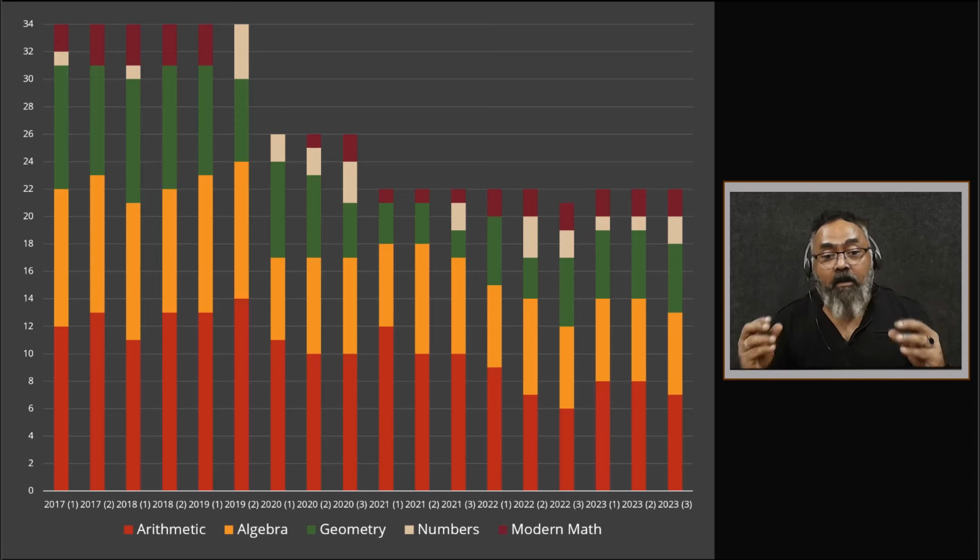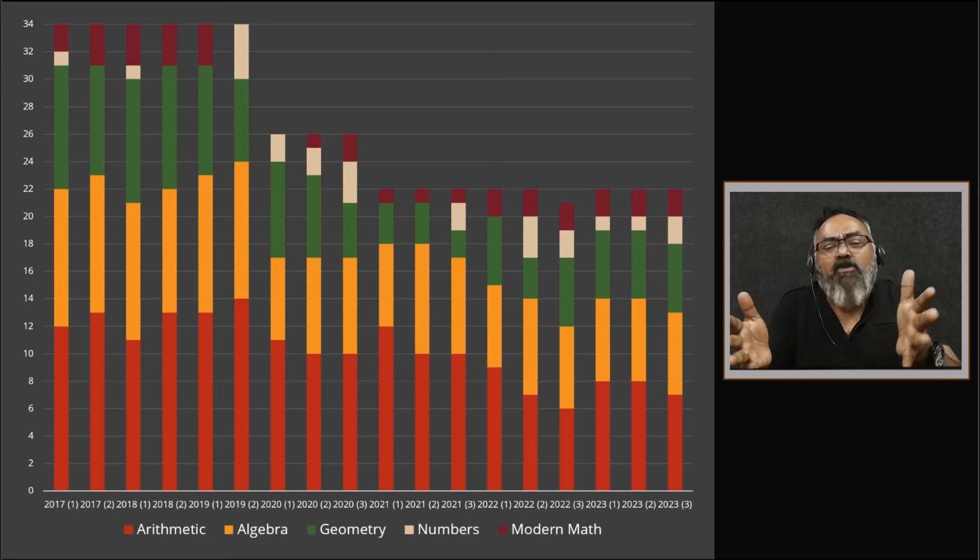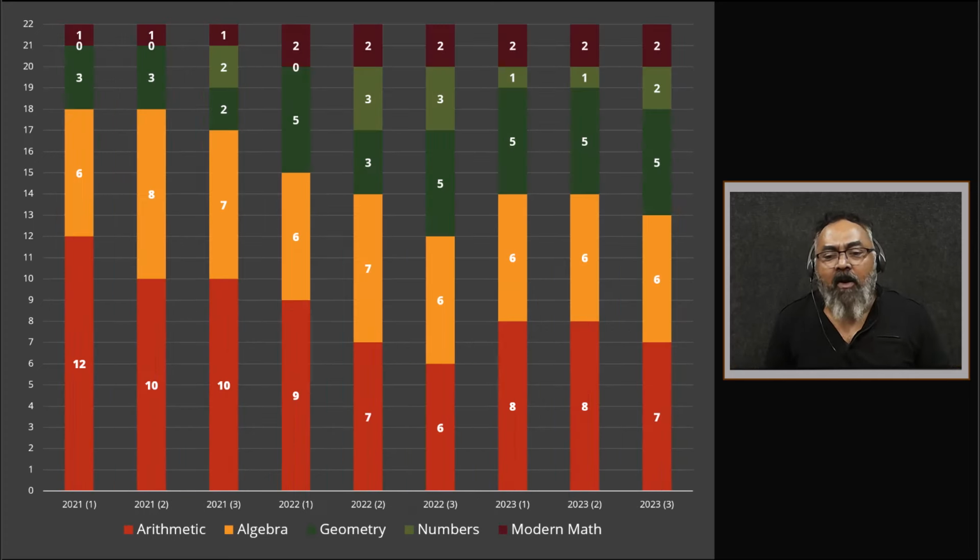Then geometry, and a little bit of numbers, a little bit of modern maths. This is what is happening. So, for example, this is too much data. Let's look at the last 3 year story. Oh, there you go. Right. So you might have a different sort of distribution in some of the data that you see.